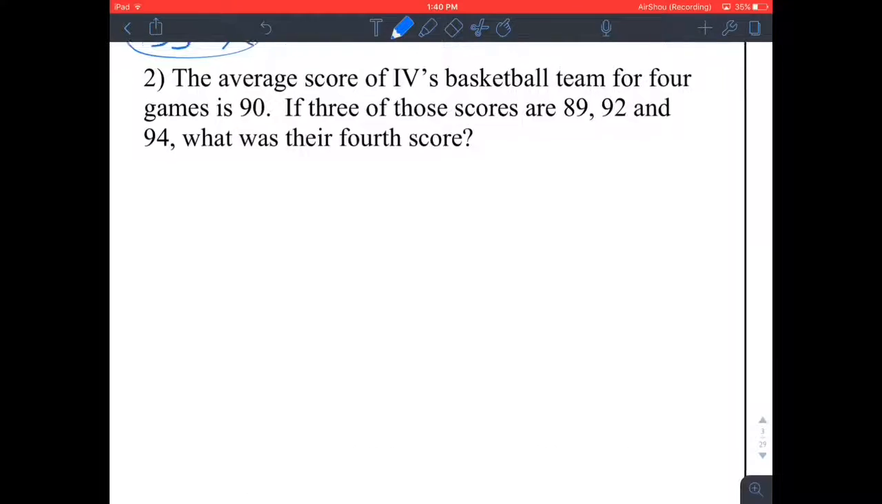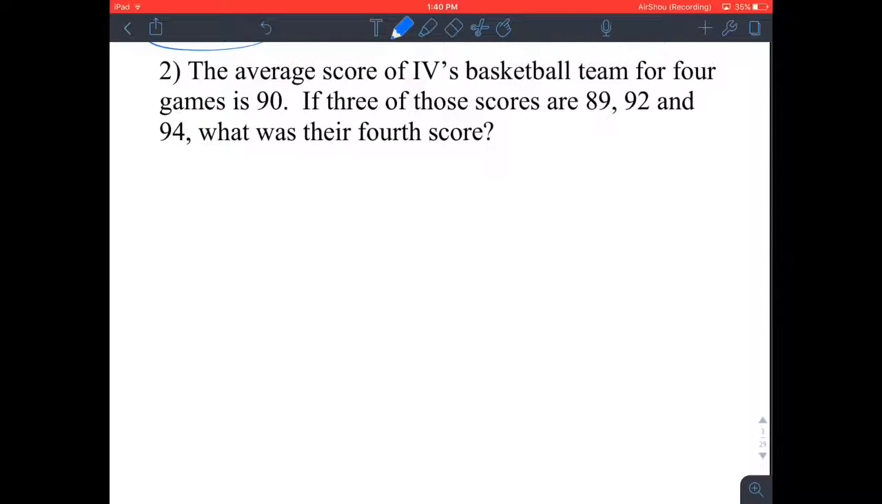Number 2, very similar. The average score of IV's basketball team for 4 games is 90. So mean equals sum of all the scores divided by the number of scores. 3 of those scores were 89, 92, and 94. What was the 4th score?